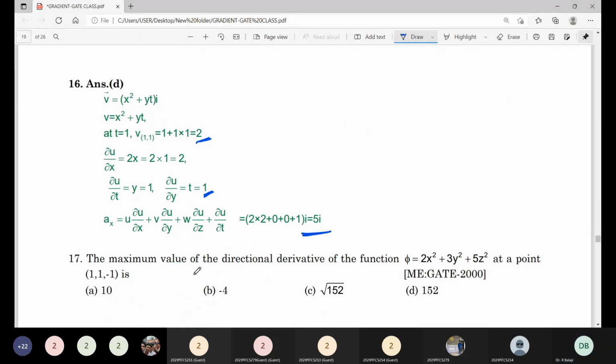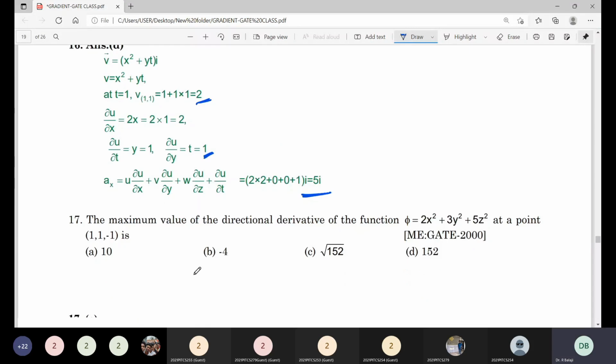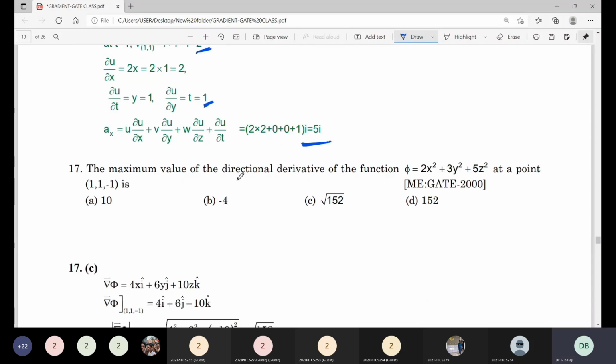Now, the maximum value of the directional derivative. The directional derivative is nothing but del phi dot a vector divided by modulus of a vector. The directional derivative is the modulus of del phi.